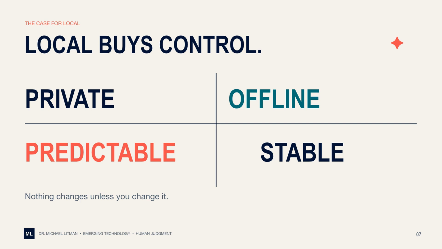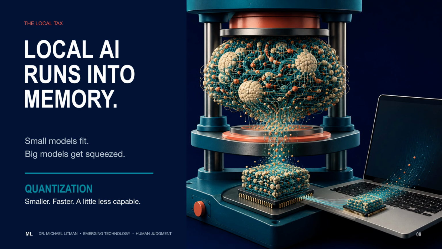No meter running. And here's an underrated one, version stability. The cloud model you love today can get updated tomorrow and suddenly it writes differently, refuses differently, acts like a whole new employee showed up wearing your old employee's badge. A local model never changes unless you change it. It's frozen in time, like me physically.